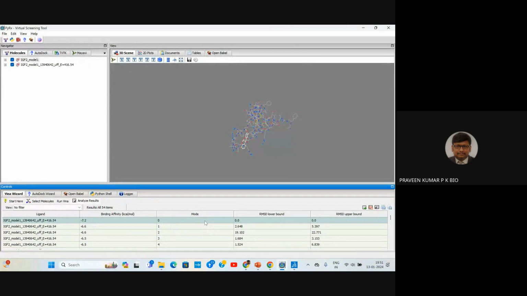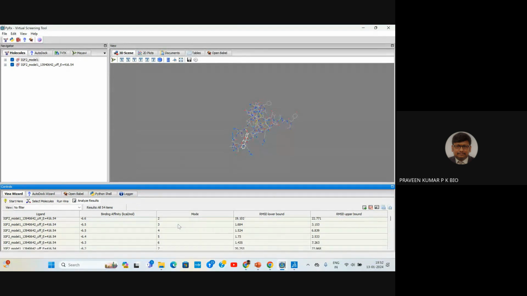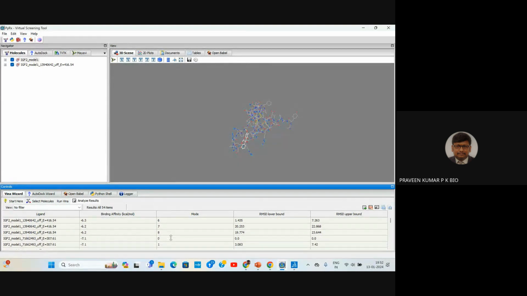The results we have got, so this is the final result. If you see this first molecule, the binding affinity we got here is minus 7.2 for the first conformer. We have results for each and every ligand. For each ligand we have generated a total of 9 poses, 0 to 8. So 9 poses are shown here for the first ligand.